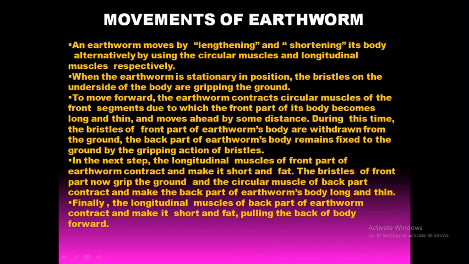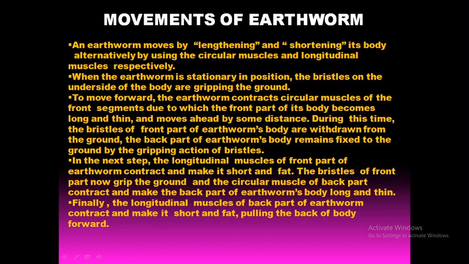Now, the movements of the earthworm. The earthworm actually moves by lengthening and shortening of the body alternately, using the two types of muscles we had already discussed, the circular muscles and the longitudinal muscles respectively, and also the tiny bristles found on the underside of the earthworm's body. They help in gripping the ground when a part of its body moves. So we will see how this happens.